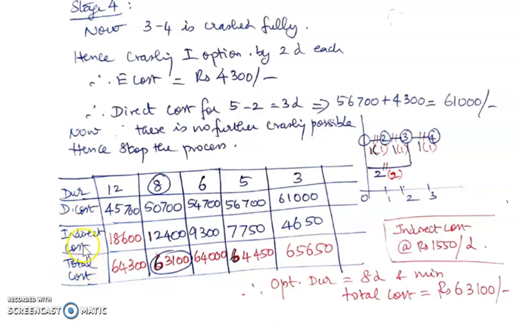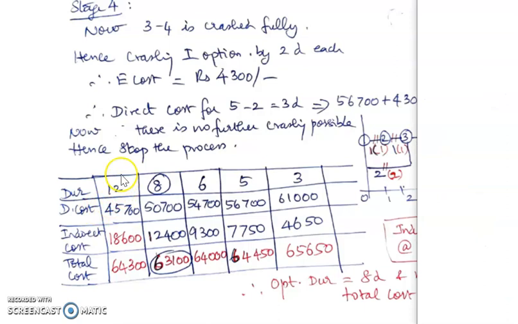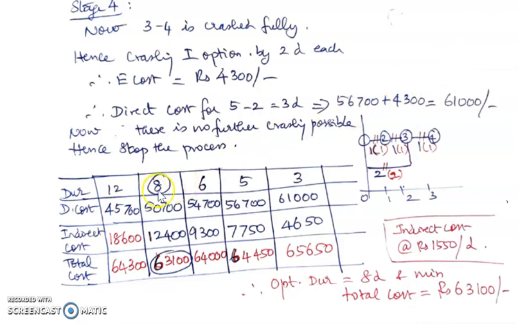Okay. So we have completed the crashing process, and now we can find out the total cost by adding the indirect cost values to the direct cost values. We started with a project duration of 12 days. Then we reduced it to 8 days, 6 days, 5 days, and 3 days. So accordingly, I'm writing down the direct cost values here. Now, indirect cost was 1550 rupees per day. This was the data given in the problem itself. So we just need to multiply 1550 by each of the number of days of completion.